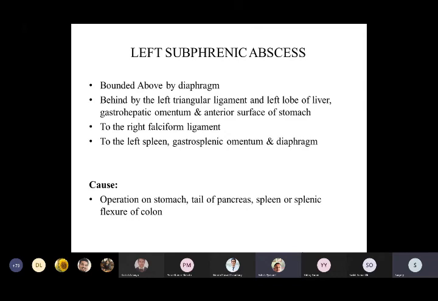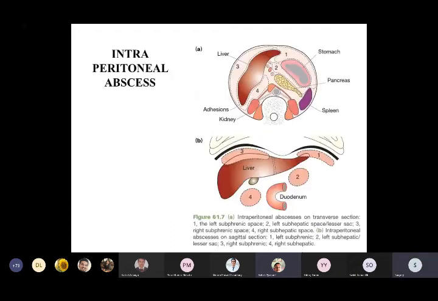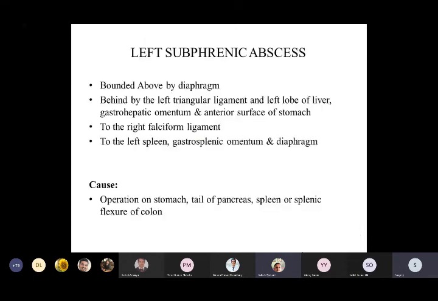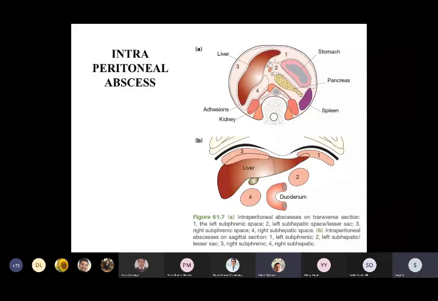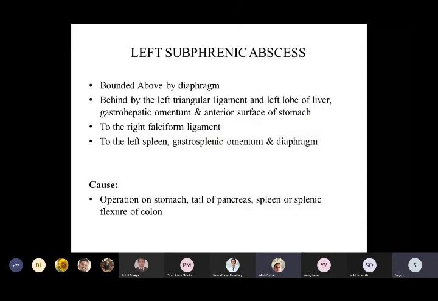Let's talk about left subphrenic abscess. It is bounded above by the diaphragm, as shown in the picture, number one, and behind by the left triangular ligament and left lobe of the liver, the gastrosplenic omentum, and the anterior surface of the stomach. To the right, there is the falciform ligament. To the left, there are the spleen, gastrosplenic omentum, and diaphragm, as we can see in this picture. The causes are due to operation on the stomach, tail of the pancreas, spleen, or splenic flexure of the colon.